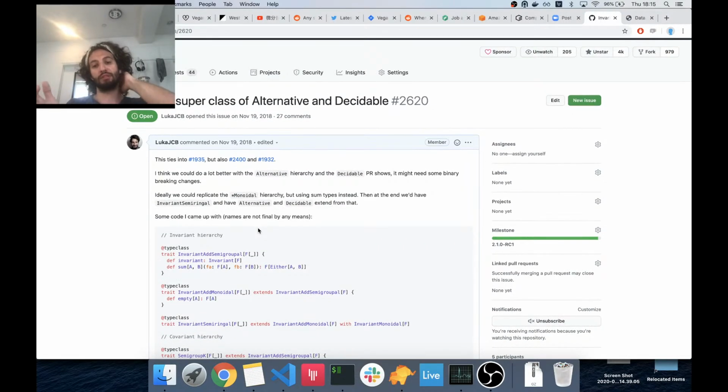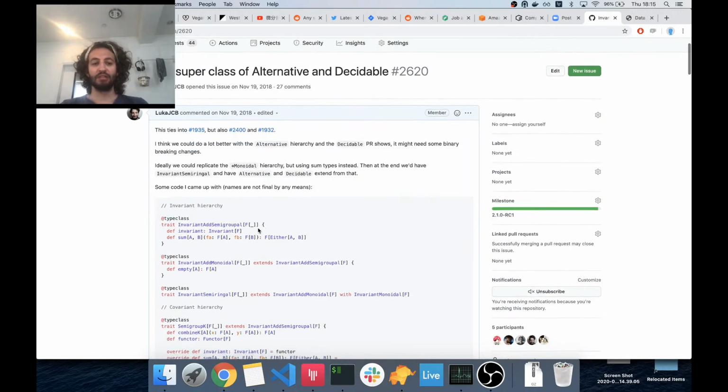And alternative are really nice for parser stuff. Decidable is the opposite; it's really helpful for stuff like encoder combinators. And then invariant, whatever we call it, the superclass of alternative and decidable, is basically what you can use to work on the codec.